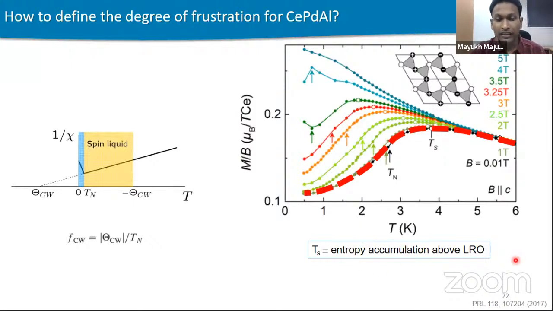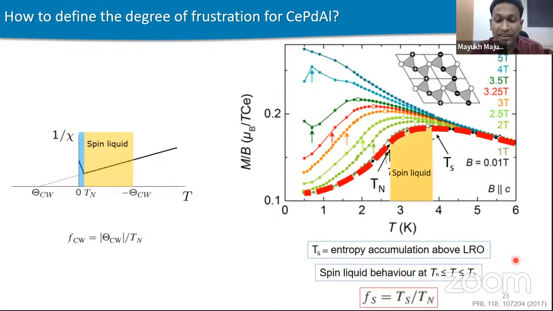So what you can consider is that the regime between Ts and TN is the regime where the frustration is more visible, or the system is in the spin liquid state. In other systems, you know already that the accumulation of entropy happens at around the ordering temperature, but in this particular system, the ordering temperature is at a much lower temperature. Thus, that is the regime where the system is actually in the spin liquid. So, so far so good.